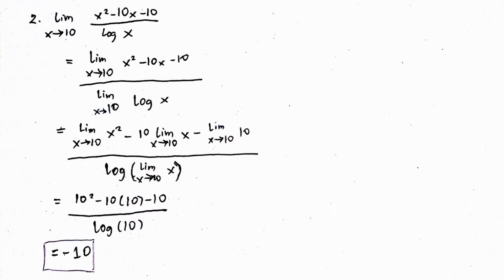Furthermore, let's apply the sum theorem and the constant theorem to solve the following limit. Now we have the limit of x squared as x approaches 10 minus 10 multiplied by the limit of x as x approaches 10 minus the limit of 10 as x approaches 10 all over the logarithm of the limit of x as x approaches 10. Applying the limit theorems, now we have 10 squared minus 10 multiplied by 10 minus 10 all over the logarithm of 10, which is all equal to negative 10.